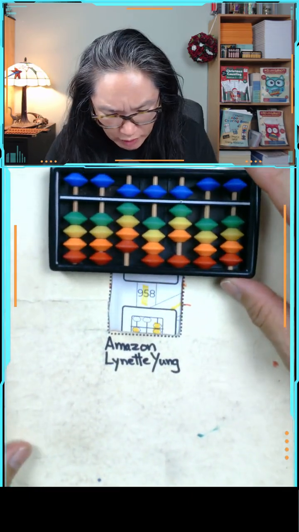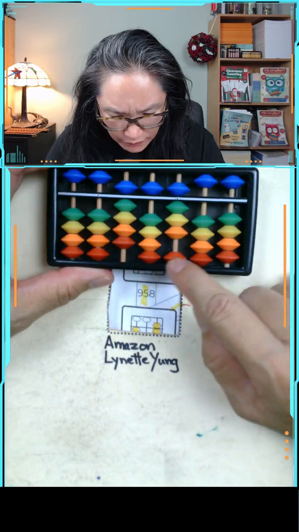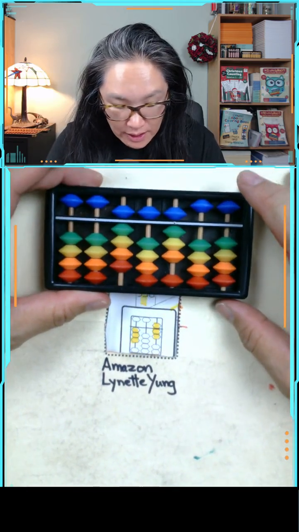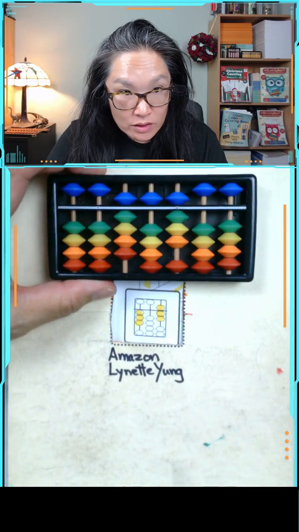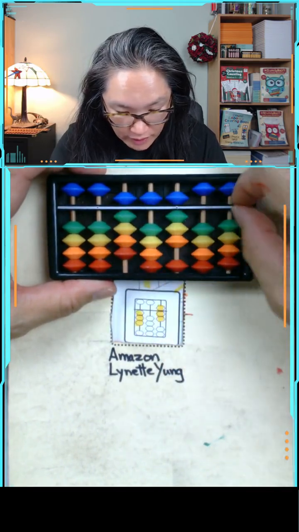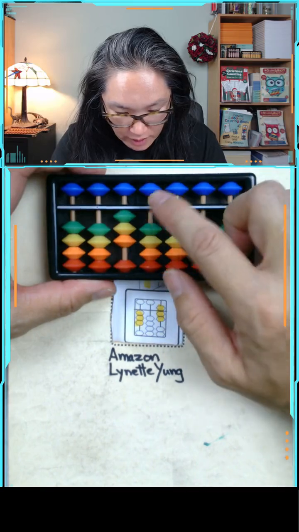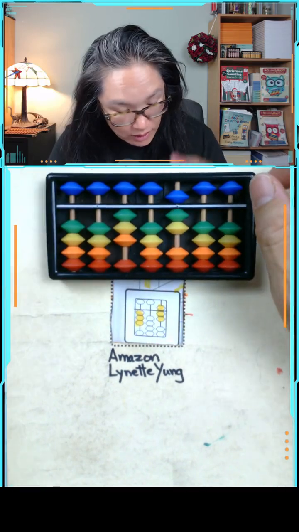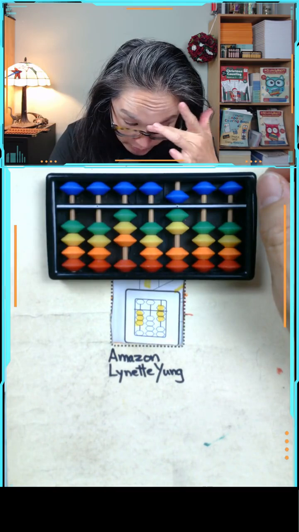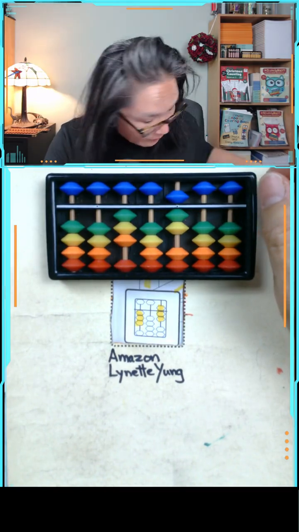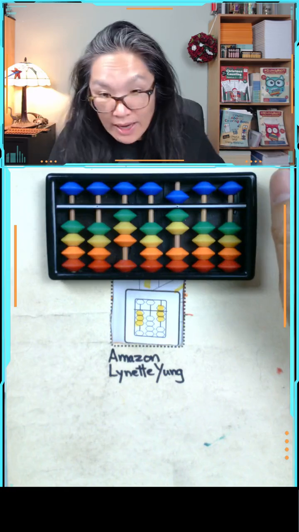So we're going to continue on. This is 958. That's what 958 is, and then we have our next number. So when we're looking, we have our hundreds, our tens, and our ones. What number do we think that is? So what we're doing is we're learning how to read the Abacus. After we learn how to read the Abacus, we'll go into some adding and subtracting.